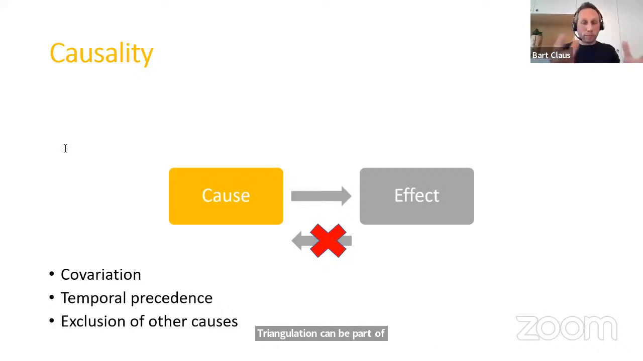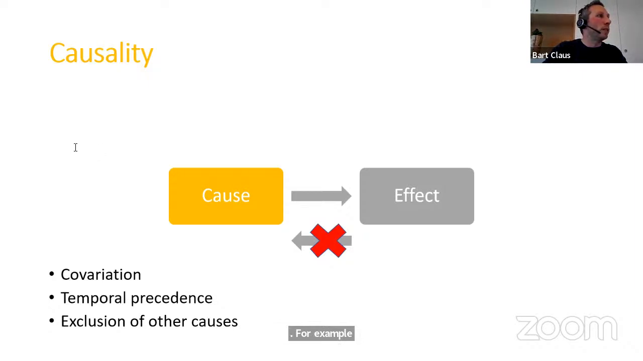Trying to measure a concept or a construct by using several measures at the same time, and checking whether all of those are pointing in the same direction in terms of effect, for example, right?